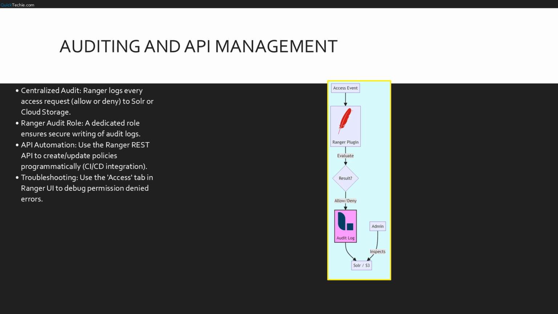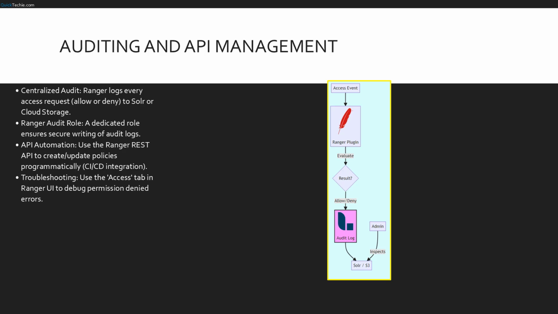For operations at scale, you shouldn't rely solely on the UI. You can use the Ranger REST API to automate policy management, allowing you to check in security policies as code in your CI/CD pipelines. When users report access issues, the Audit tab in the Ranger UI is your first stop to verify exactly which policy denied their request.